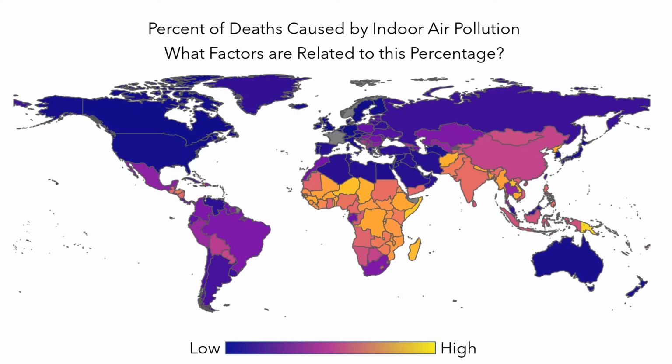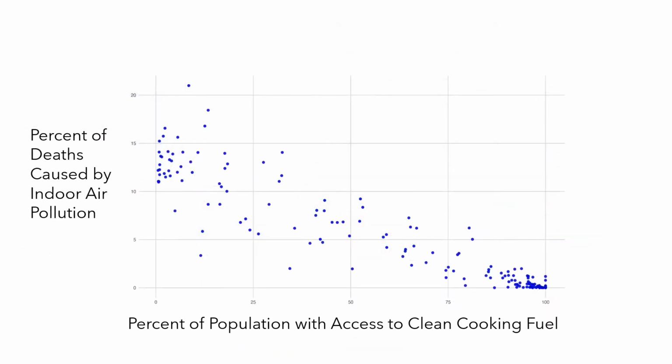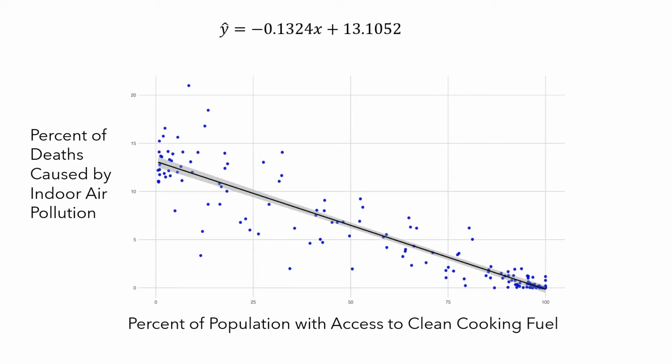In the previous videos, we considered the percent of deaths in each country that are caused by indoor air pollution and explored some variables that could be related to this percentage. We started by looking at the percent of the population with access to clean cooking fuel as a predictor. We used linear regression to create a model to predict the values of the outcome variable and created a general model that took into account the error in our predictions, using the general idea that the data values could be expressed as the predicted values plus the error terms, or residuals.